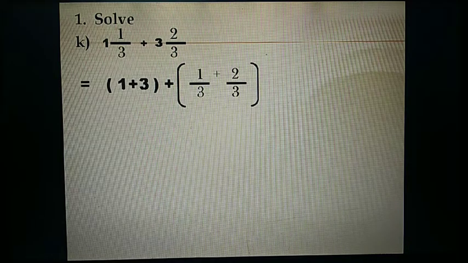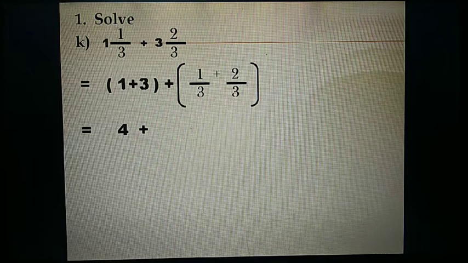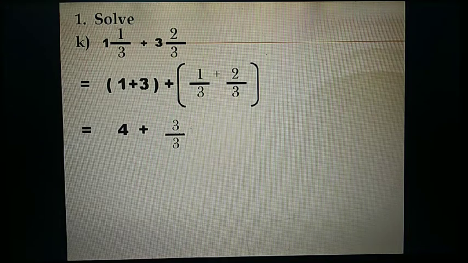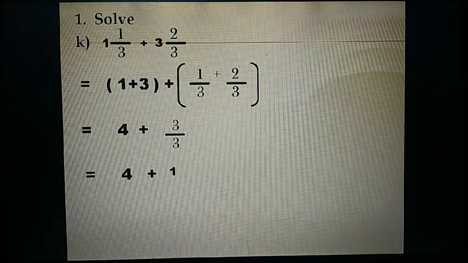Solving both the brackets one by one, we will get 4 in the first one. In the second one, as the fractions are like, add the fractions. You will get 3 upon 3. What do you mean by 3 upon 3? Yes, we can use the table of 3. We can cancel it, same number in the numerator and the denominator. It will reduce to 1. Add the 4. We will get the final answer as 5.